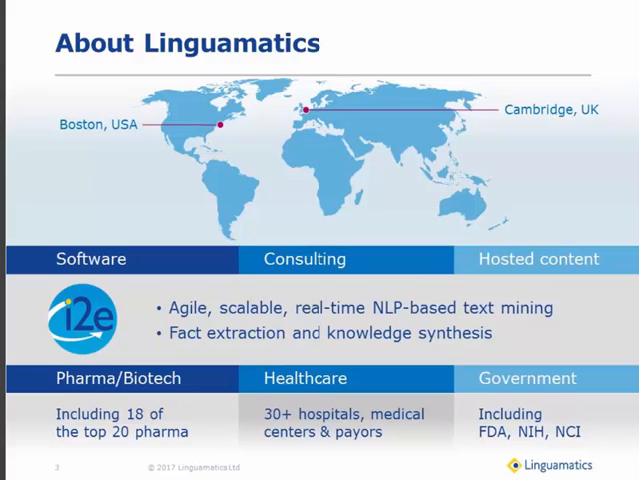I2E is used a lot in pharma and biotech, including 18 of the top 20 pharma, and by an increasing range of healthcare providers, including Kaiser Permanente, for example, in the US, and also by government or regulatory bodies such as the FDA.